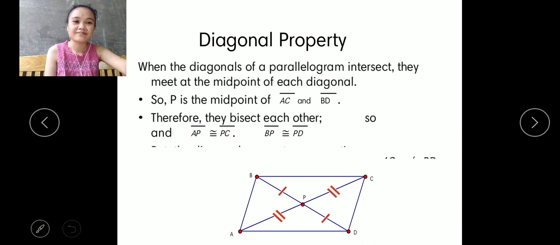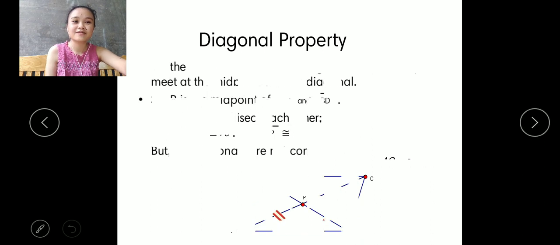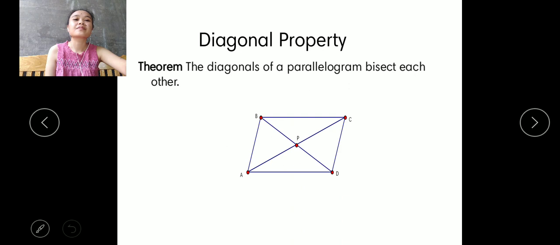But the diagonals are not congruent. Take note, the two diagonals of a parallelogram are not congruent. Understood? Next, diagonal property theorem: the diagonals of a parallelogram bisect each other.